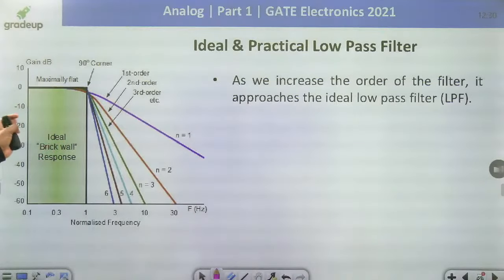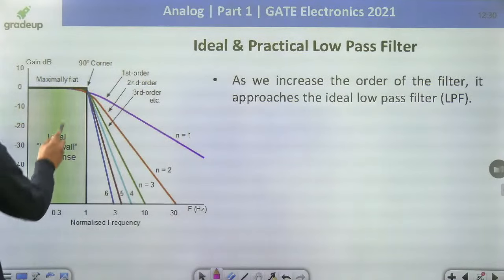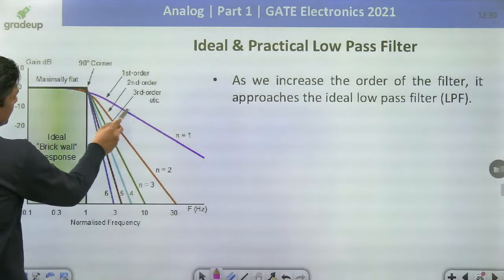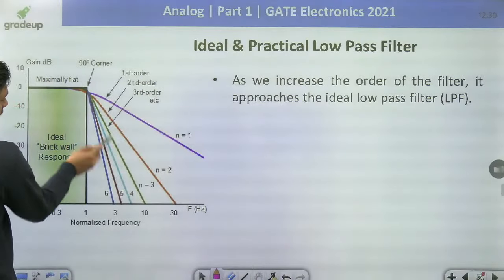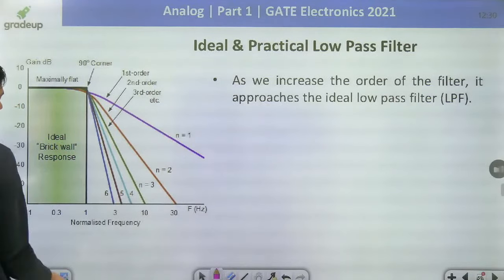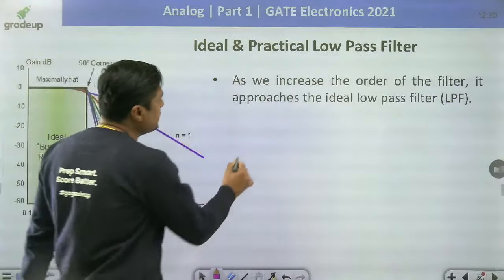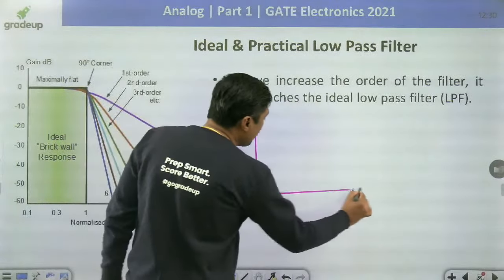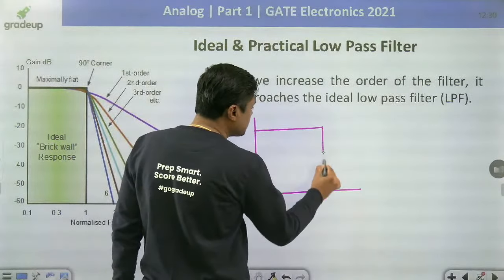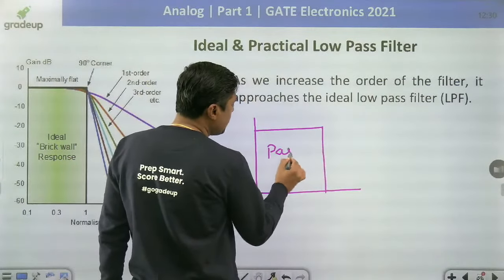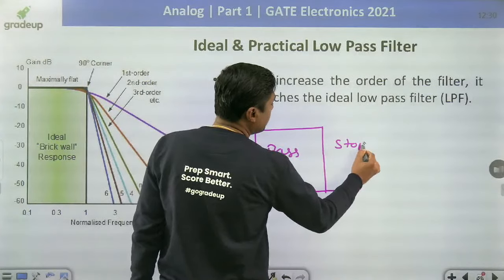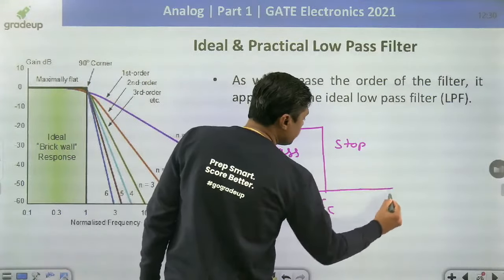Then that is the curve. In case of first order, this is the case. In case of second order, this will be the line. Third order, fourth order, fifth order, sixth order. What is the ideal condition? Always remember, an ideal low pass filter means this. This is called the pass band and this is called the stop band. That is called the cutoff frequency.